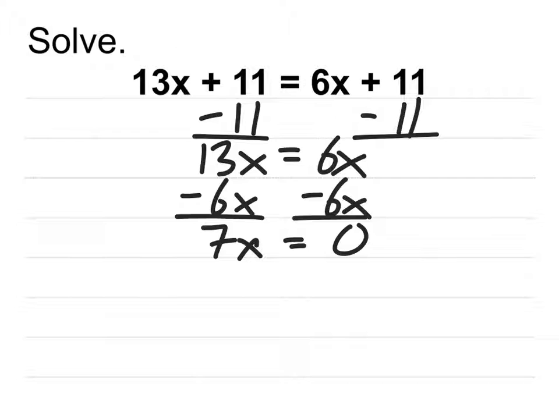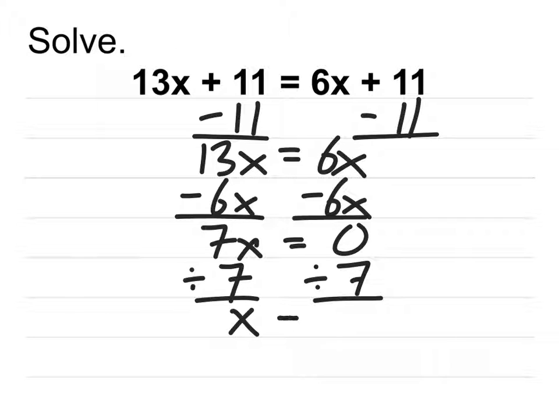All right, we do have one last step to make it x equals. Do the same thing you always do. We want to get x by itself. That means getting rid of the 7. So what do we do to both sides with the 7? Divide by 7. Yep, we divide by 7. Now when we do that, on the left side that gives me x. On the right side, 0 divided by 7 is 0.